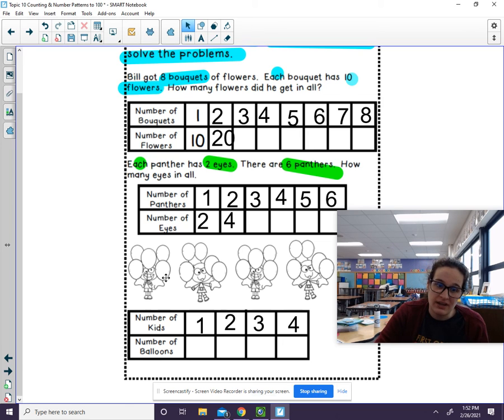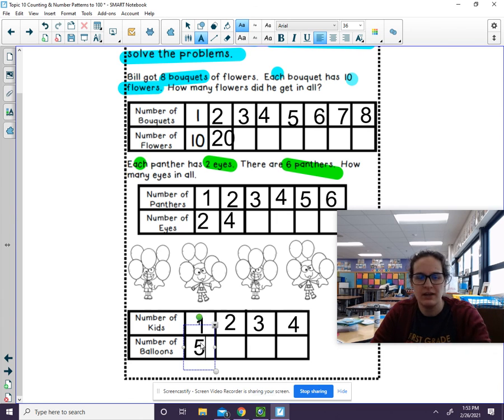Well, you could count every single balloon, but that would take a while. How many balloons does each kid have in their hands? Well, they each have 5. 1, 2, 3, 4, 5. You are excellent counters at counting by 5. So why don't you just count by 5 to figure this out? 5, 10, 15, and then you write the numbers down here, and you'll see how many balloons they have total.